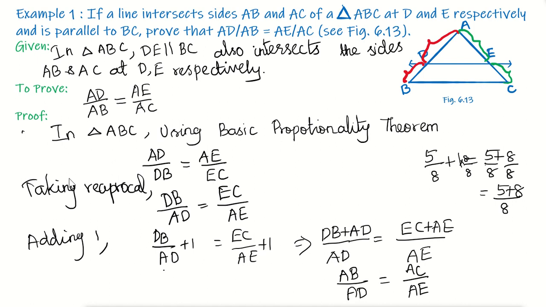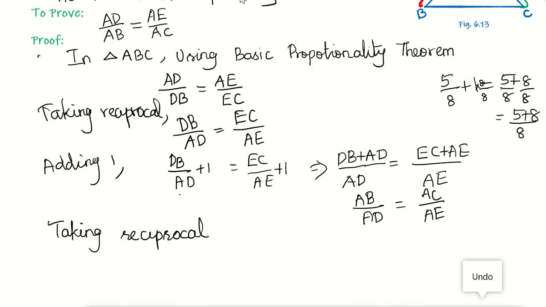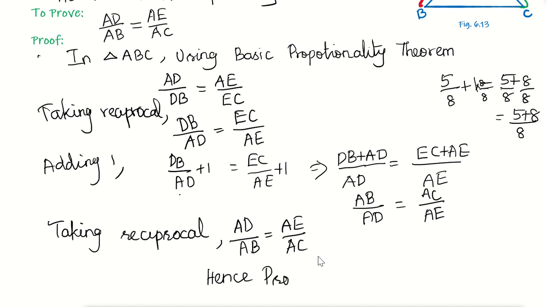அதனால இப்ப என்ன பண்றோம், again reciprocal எடுக்கும்போது sides வந்து change ஆயிரும், நமக்கு தேவையான to prove session கிடைச்சிருது. While taking reciprocal on both the sides, we will get AD by AB is equal to AE by AC, which is the part we have to prove. We achieved this line, is it? AD by AB is equal to AE by AC. Thus, hence proved. So, example 1, basic proportionality theorem based பண்ணி solve பண்ணியாச்சு.